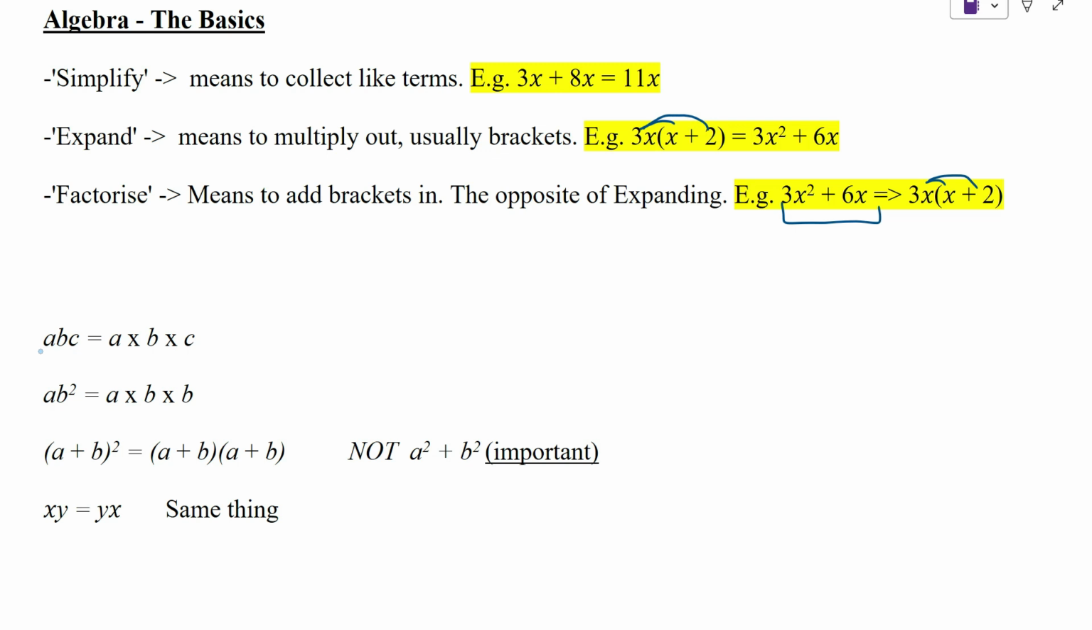Now looking at a few examples here, if we have a few unknown letters grouped together like this, that simply just means they are multiplied together. So ABC equals A multiplied by B multiplied by C. If we had AB squared, that simply just means A multiplied by B squared, so B times B.